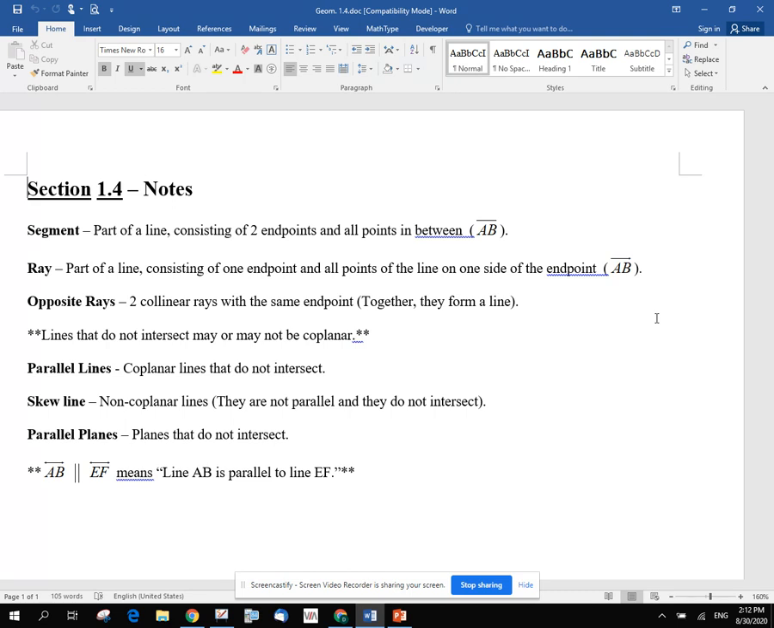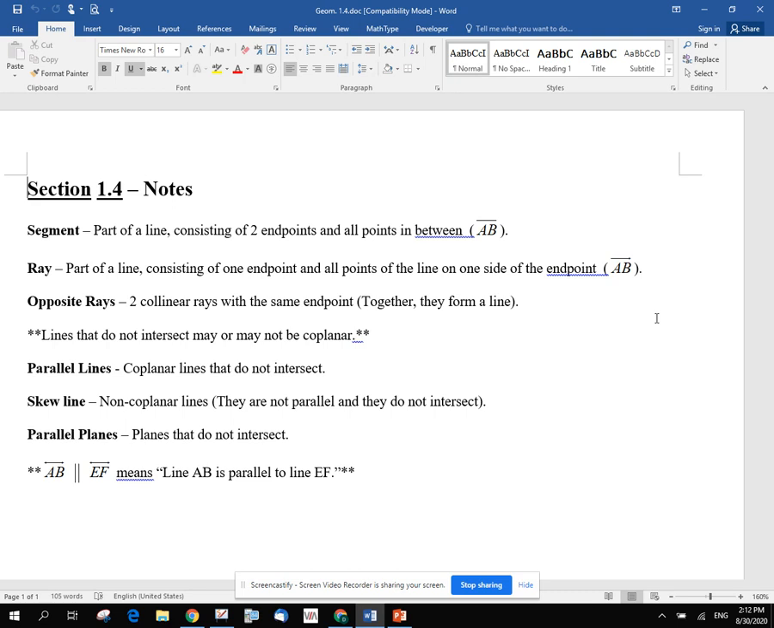Off that, then we get opposite rays, which are two collinear rays with the same endpoint. Together, they form a line. Okay, so if we have ray AB, let's just imagine a line in front of you that's going to the right and to the left, and A is kind of in the middle of your page, and B is off to the right. Well, there must be another point, let's call it C, that's on the opposite side of that, on that line that's to the left, and ray AC would be opposite ray AB. Notice they have the same endpoint because I'm using the letter A first.